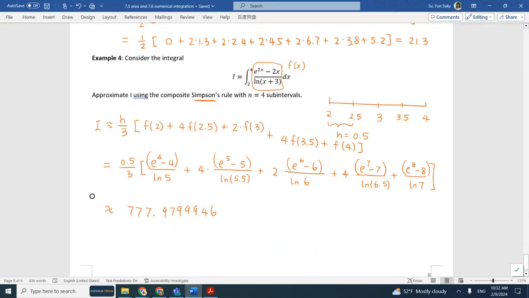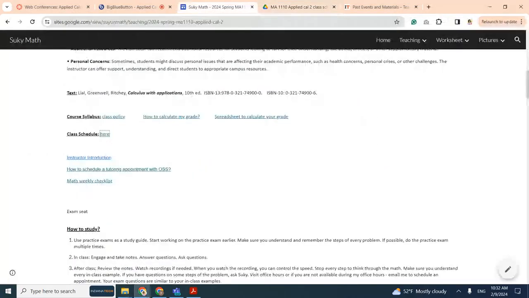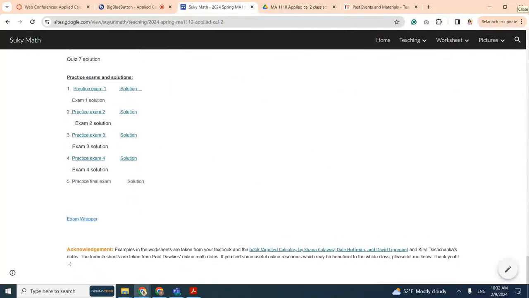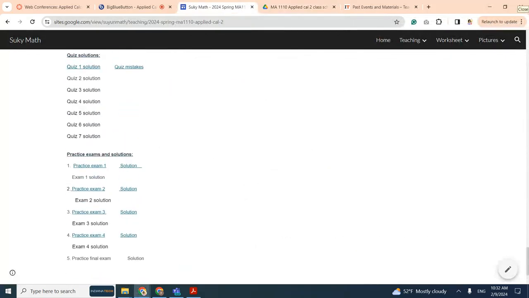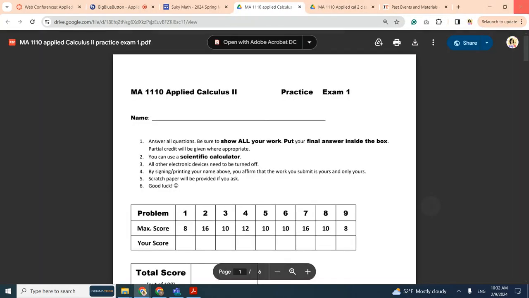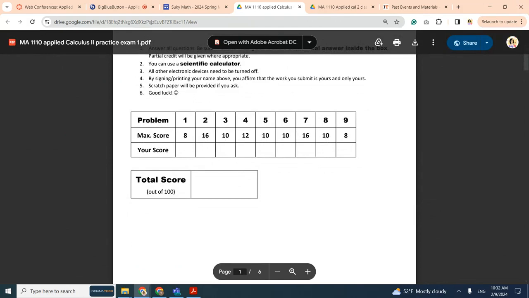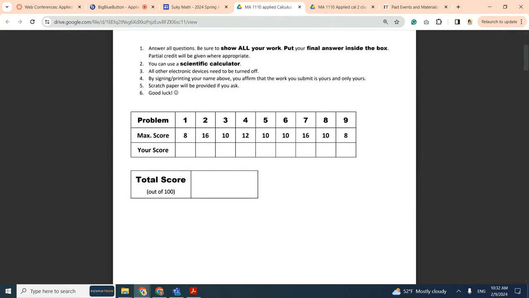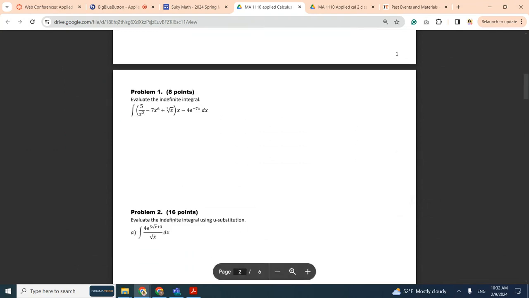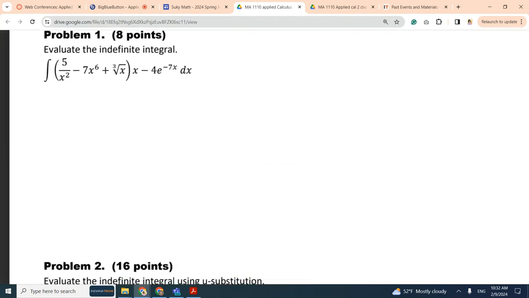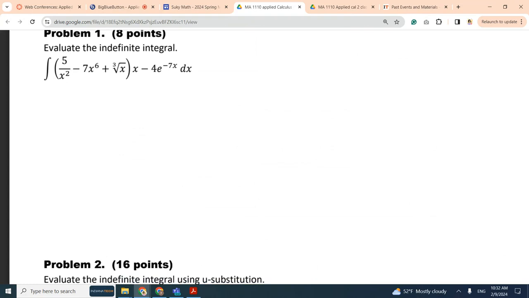Okay. So practice those, and the practice exam is right here. So this is practice exam 1. So let's look at this. By the way, your actual exam has fewer problems than the practice exam. And I try to make the practice exam harder. So when you see the actual exam, hopefully it's a little bit easier than this.